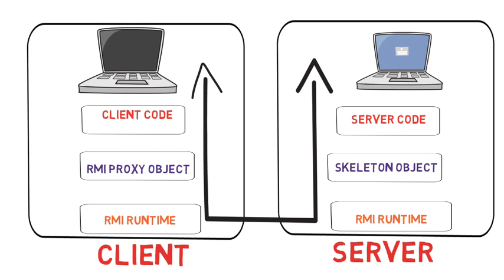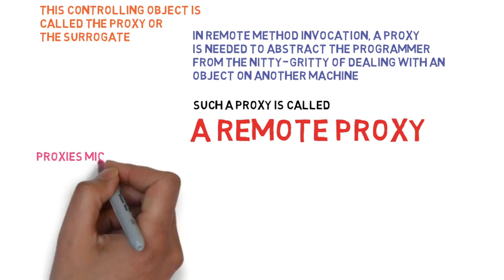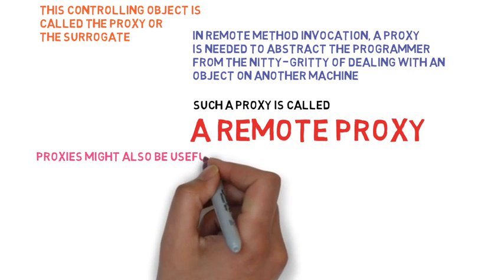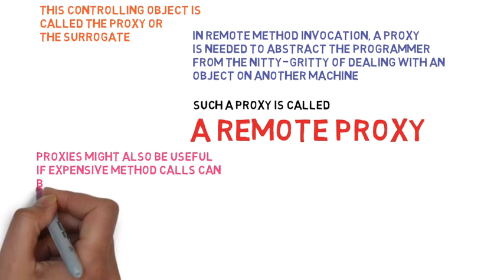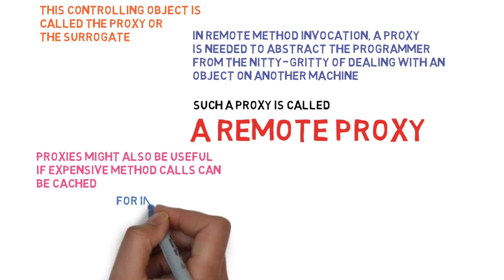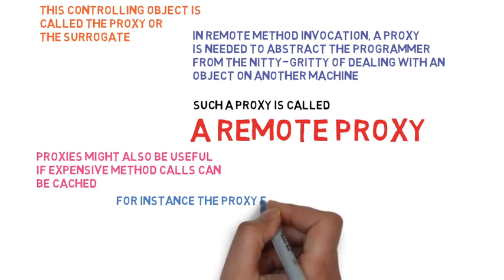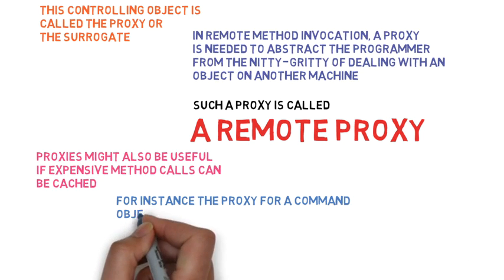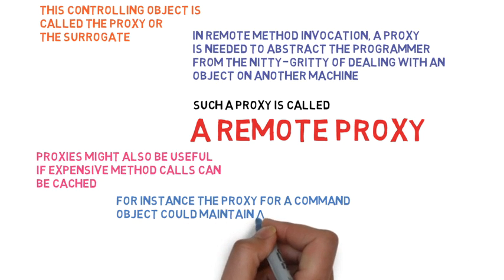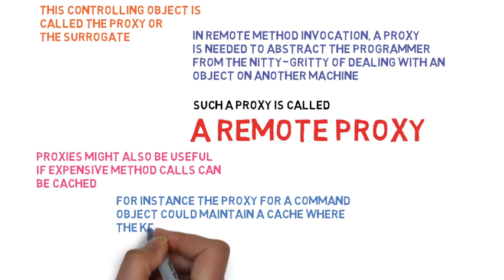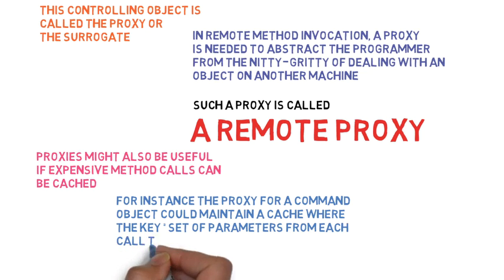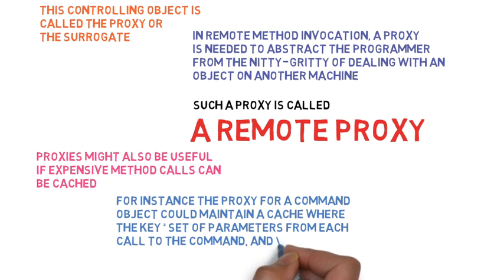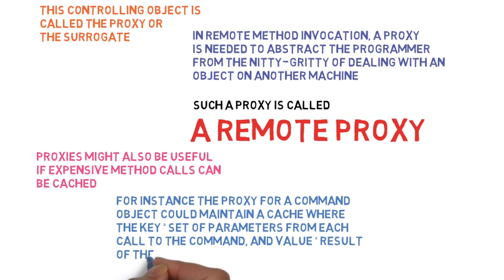Proxies don't just act as an interface or deal with the nitty-gritty of network connections. They can also do other useful things. For example, if a call through a proxy is expensive, the results of these method calls can be cached. For example, if the proxy is for a command object, it could maintain a cache where the key of that cache is the set of parameters from each call to the command. So you pass in a set of parameters to the command and the command runs. So we use the set of input parameters as the key, and the value that you store is the result of the command. The next time we see the same set of input parameters, you just fetch the result from cache.